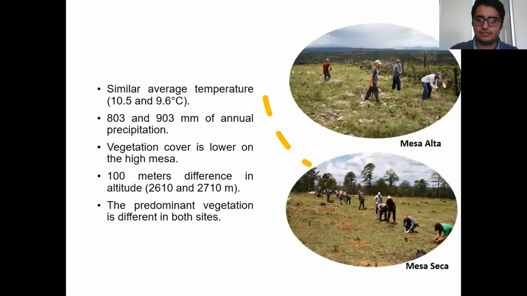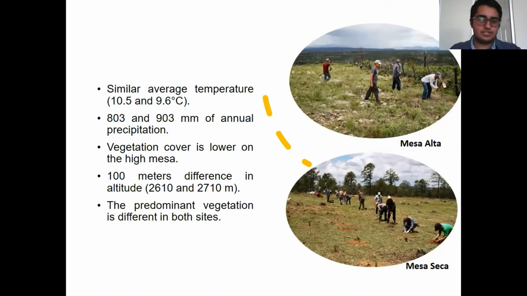These kinds of studies are known as reciprocal trials, and they are important because they allow us to measure the capacity and ability of the plants to grow under different conditions. Even though both trial sites are close to one another, almost in the same area, they have different conditions. We have a similar average temperature, and 803 and 903 millimeters of annual precipitation.